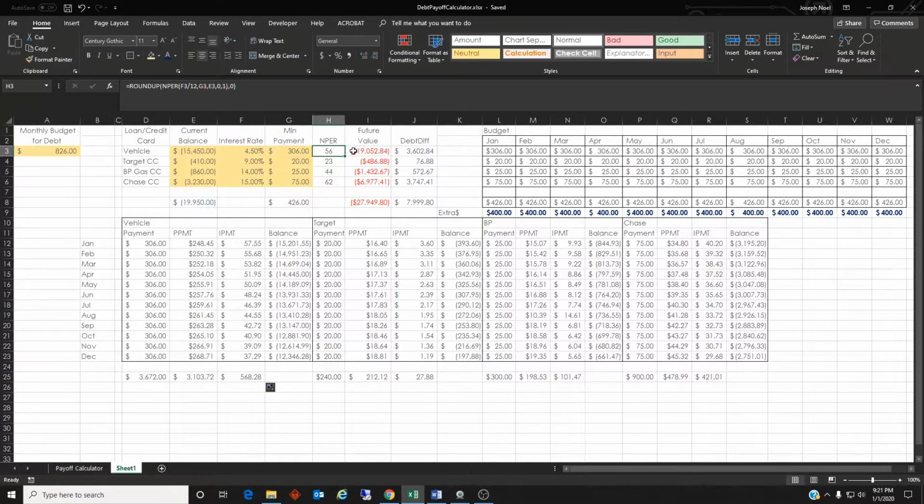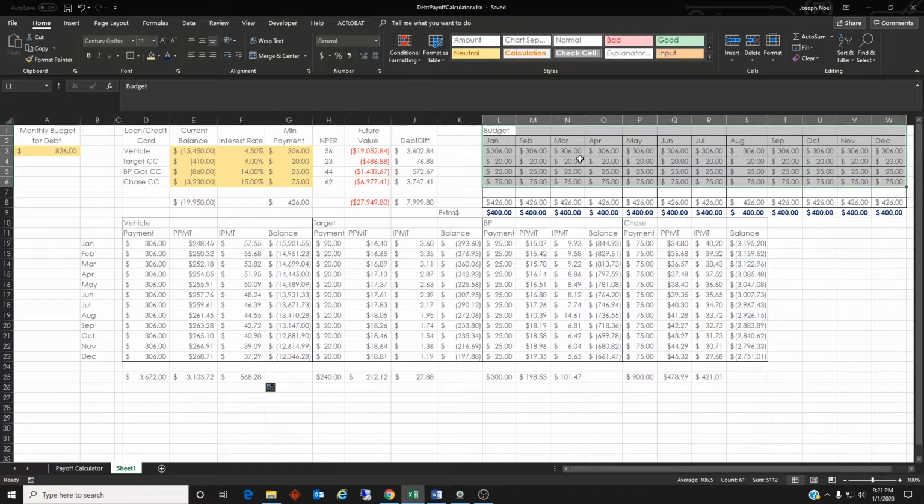All right. So that's the NPER function. I just copied it down here. And so now we know how long it's going to take. So if we make the minimum payments according to our budget here, I made a budget sheet here. This is copied straight from our budget plan.